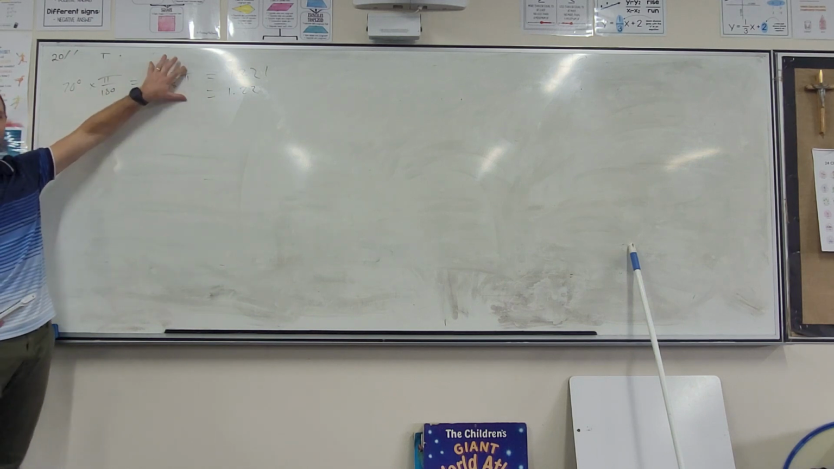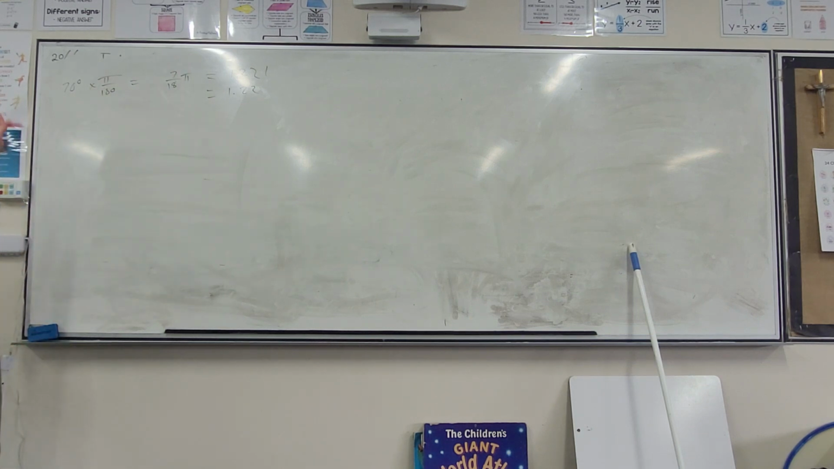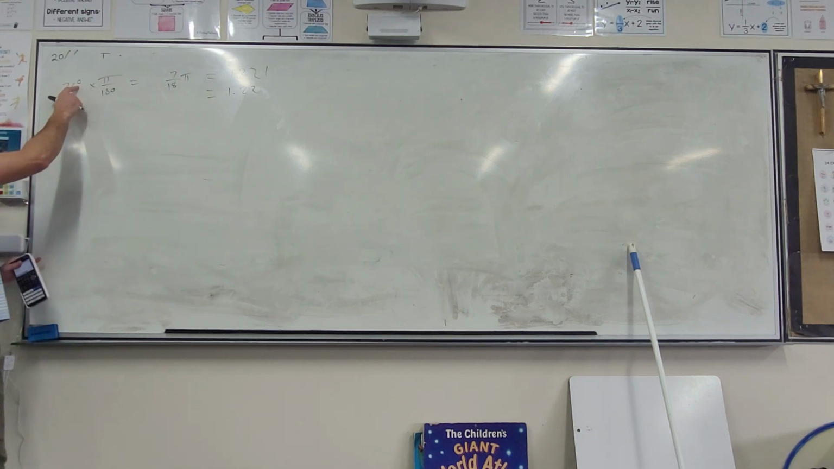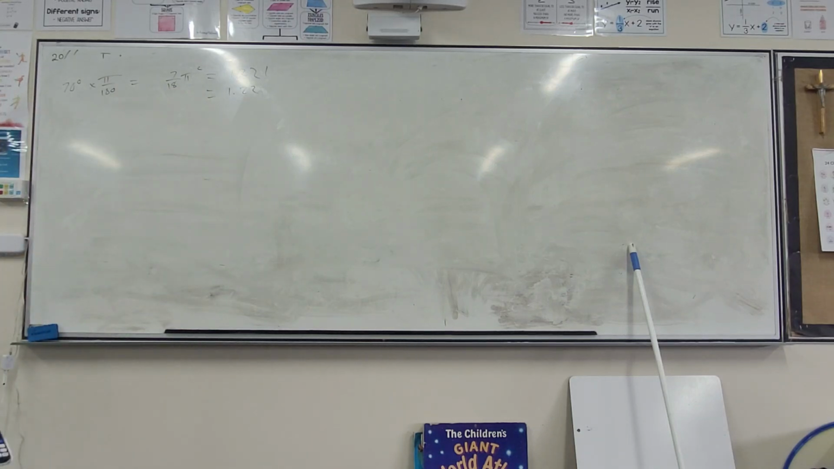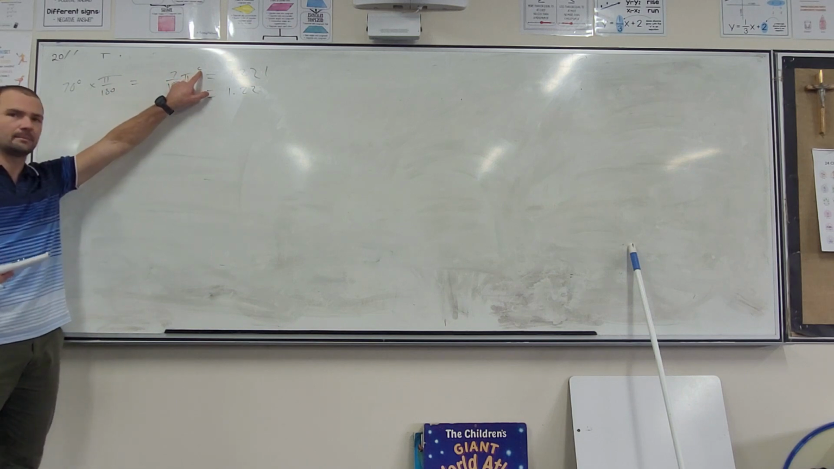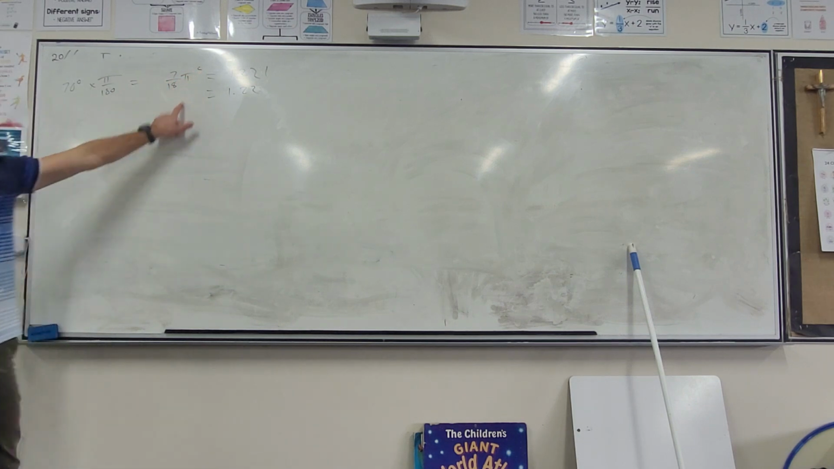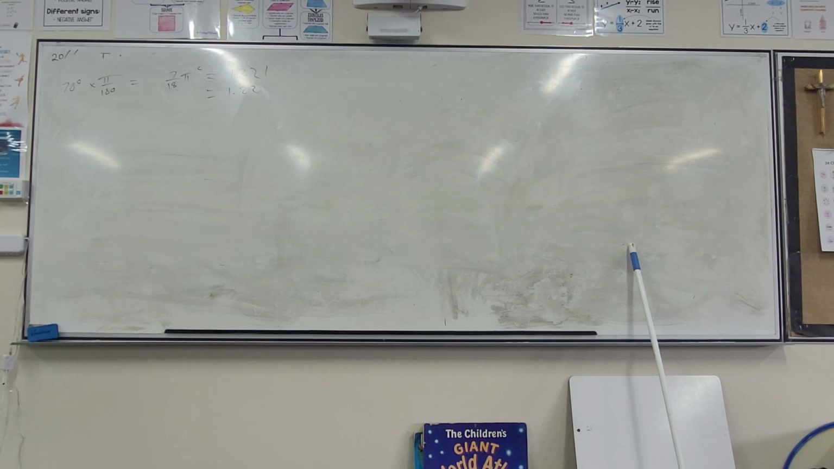Done. Okay, leave that. Now, the degree symbol is for degrees, and the C symbol is for radians. These are worth 1 mark each. So we're not going to penalise you if you don't write it, but it's important to get in the habit of using correct notation. Okay, so that's the first one, A.